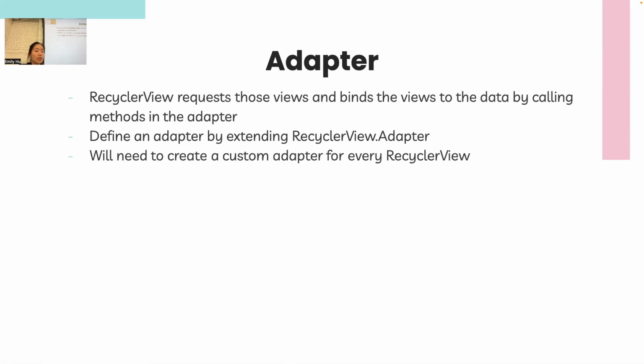And then similar to list view, we also need an adapter. The RecyclerView requests those views and binds the views to the data by calling methods in the adapter. And these methods I will go through in the future. But basically, you define an adapter by extending RecyclerView.Adapter. And then you need to create a custom adapter for every RecyclerView. This is because for every RecyclerView, you might have a different layout manager. You also might want to use different views. So there's not just a centralized adapter that you can just adopt. You really have to create a custom one. But creating a custom one doesn't take too much time. It's just a couple of very set functions, and you can be creative within those functions.